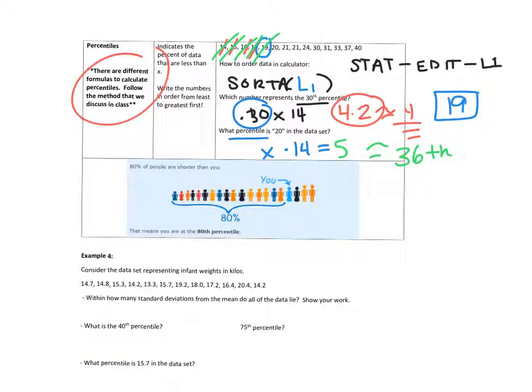So I'm going to try another one. If I have to find what percentile is 33, what I would do is cross off 1, 2, 3, 4, 5, 6, 7, 8, 9, 10, 11. So there's 11 numbers that are smaller. So it would be X times 14 equals 11. Then I divide 11 by 14, and I get 79%. So it's in the 79th percentile.